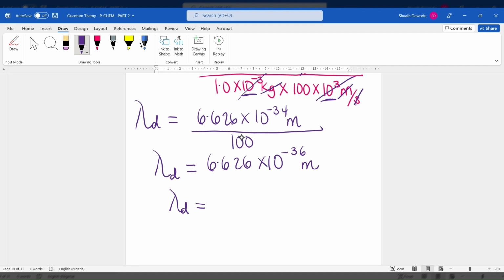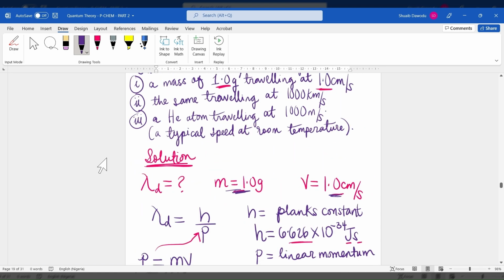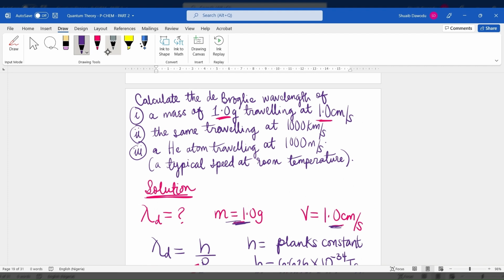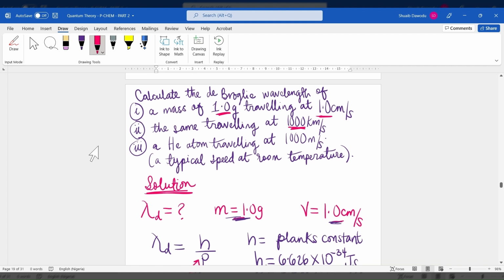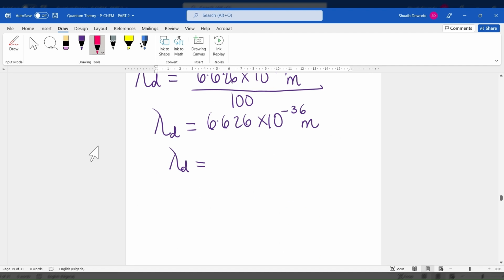But we already know we have to put this in the proper number of significant figures, which is the lowest number of significant figures in the question. We see that we have 3 sig figs here, but we also have to remember that the mass we're told is 1.0 grams. So we have to put our work in 2 significant figures, which would be 6.6 times 10 raised to the power of negative 36 meters.